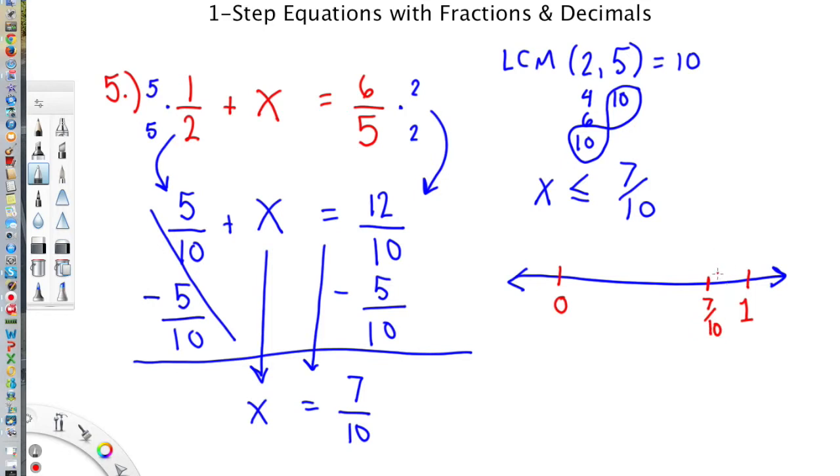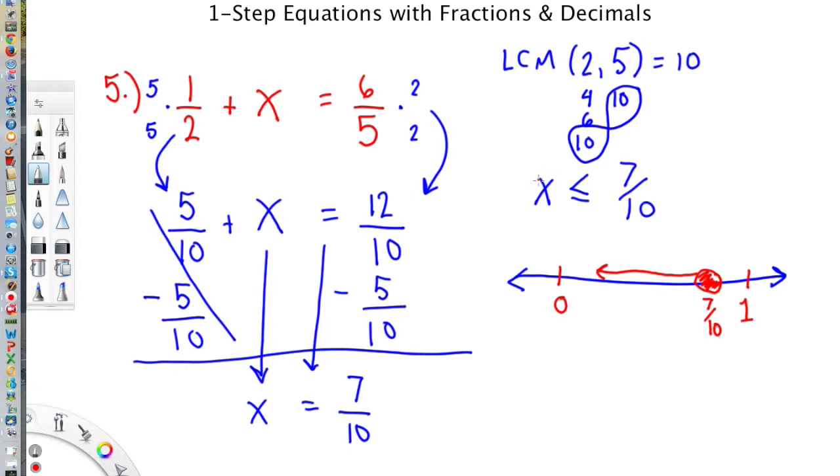And what I would then do is put a circle around 7/10, and you need to ask yourself, would I leave it empty or would I fill it in? The answer is I'd fill it in, because x can be equal to 7/10. But x can also be less than, so I would have a ray pointing to the left, saying that it can be anything less than 7/10, including all of the negative numbers.